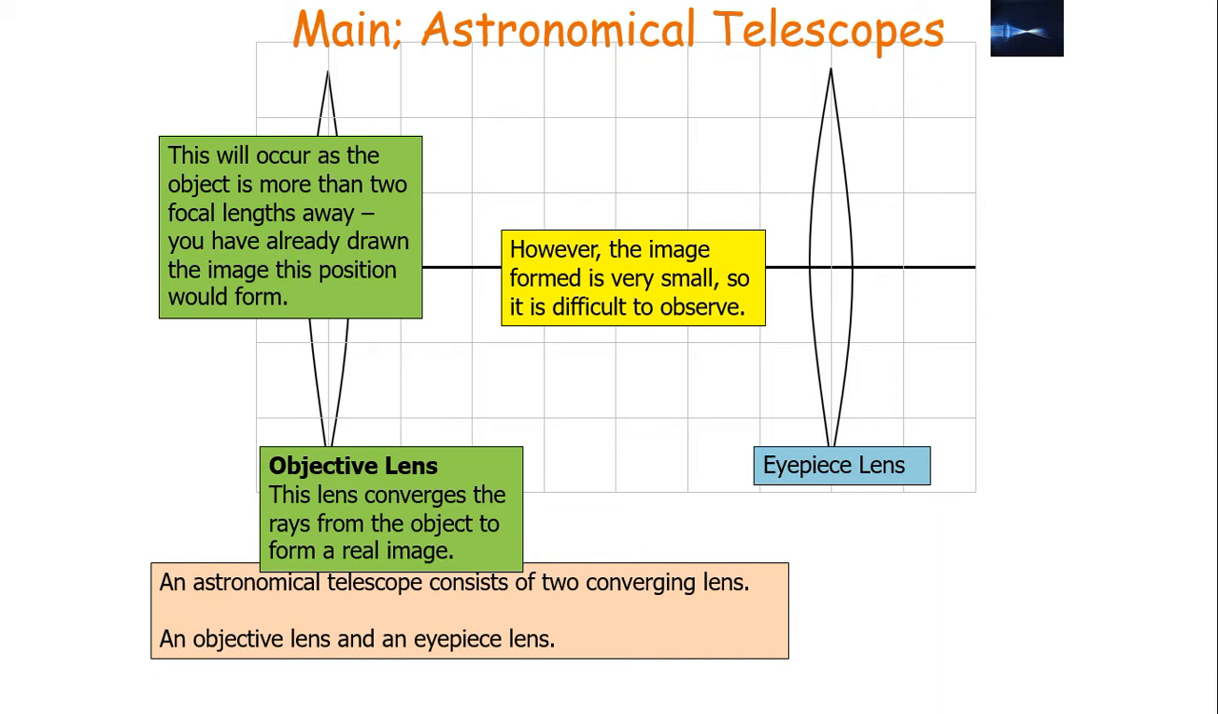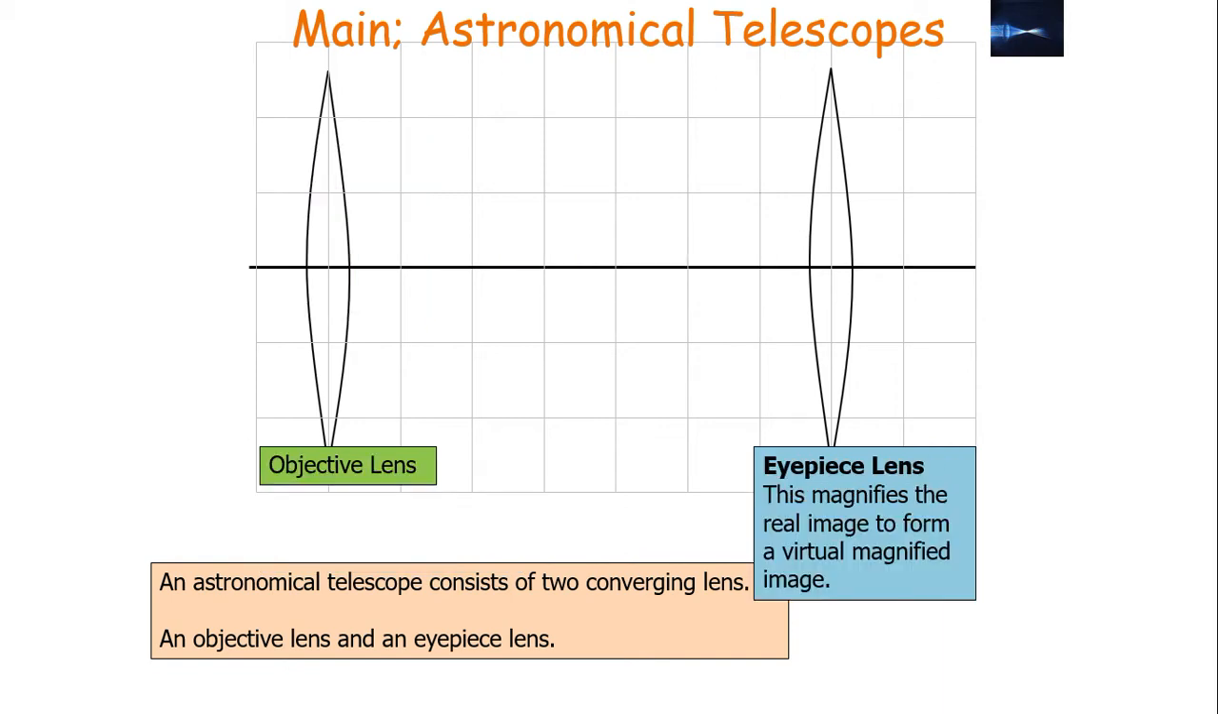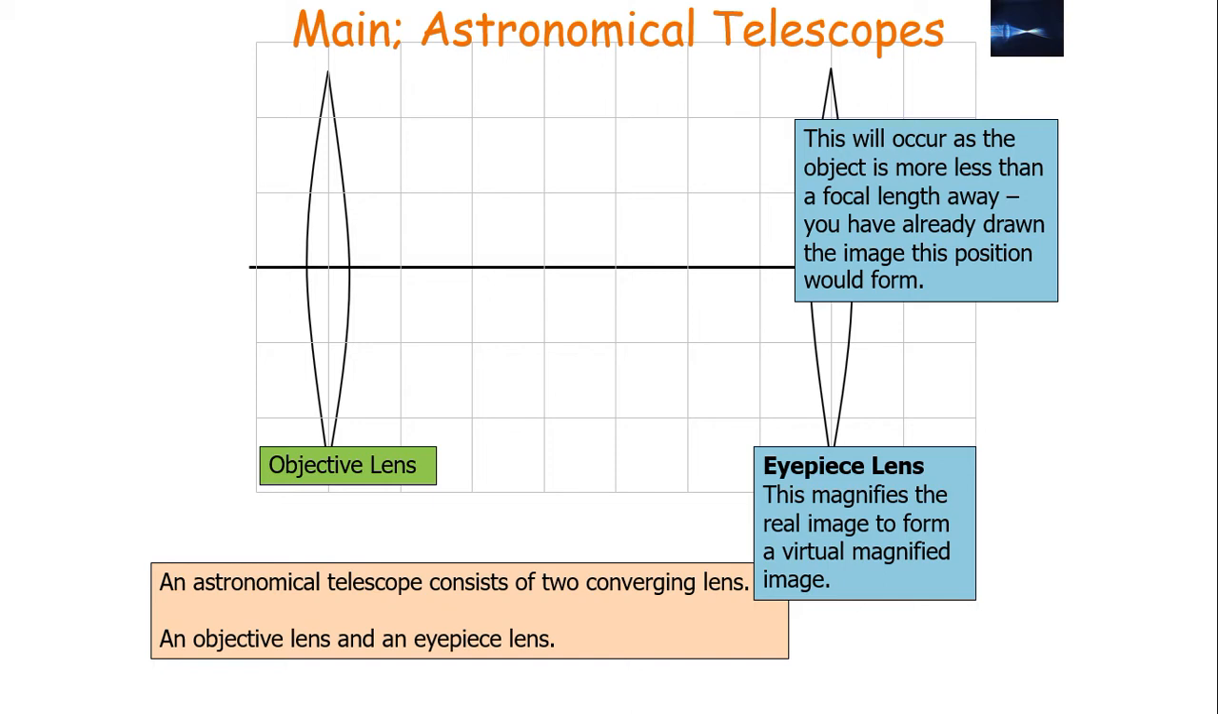The image formed, though, is very small and difficult to observe. So the eyepiece lens then magnifies this real image to form a virtual magnified image. This occurs as the object is less than a focal length away, and we've already drawn the image that this position would form, so it tells us what's going to happen.